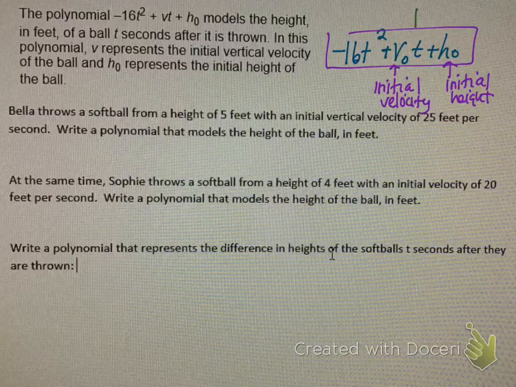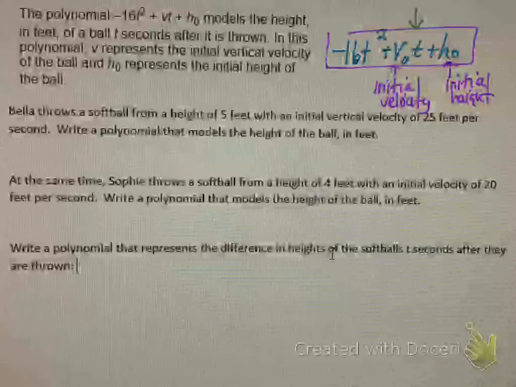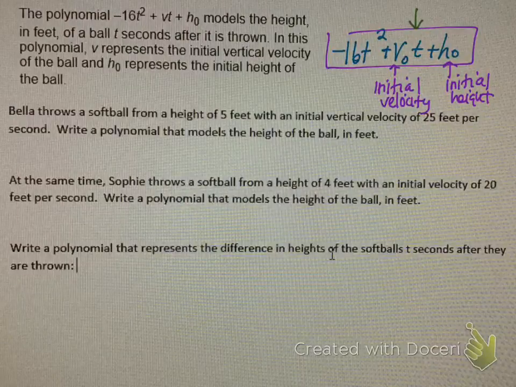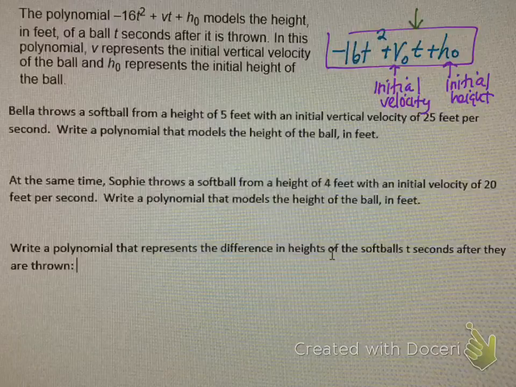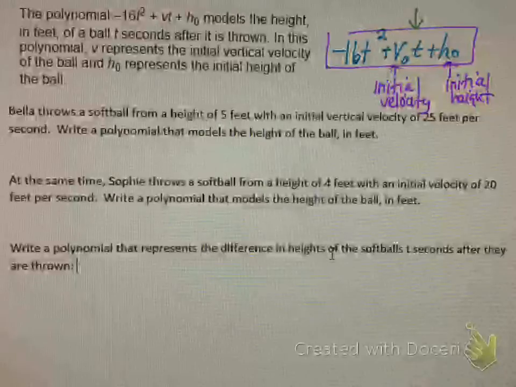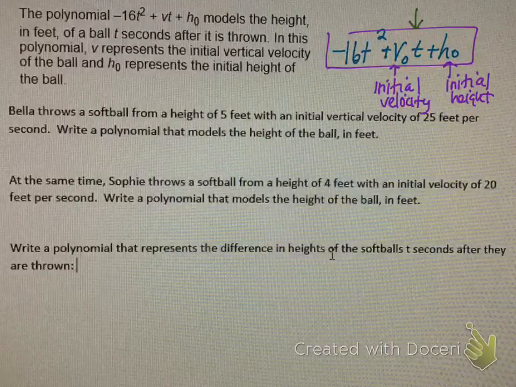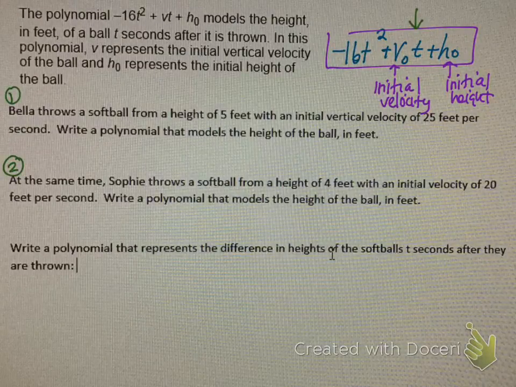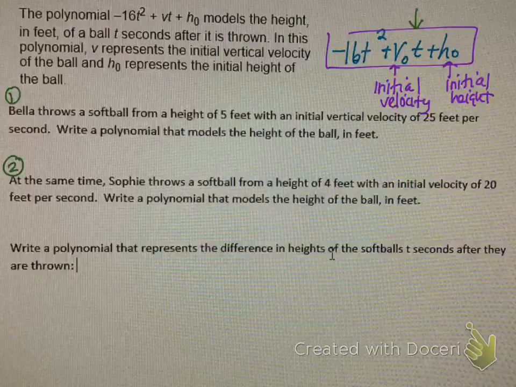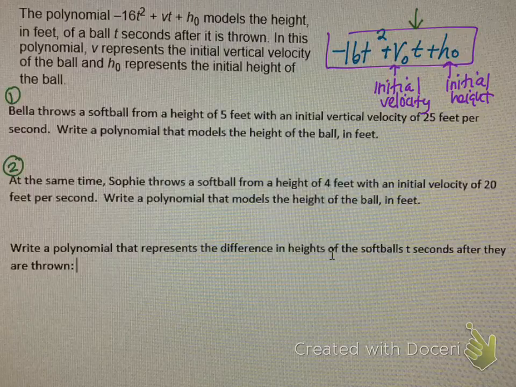So the polynomial here that I have boxed in purple models the height in feet of a ball t seconds after it's thrown. So v, or you could call it v sub 0, is your initial velocity, and h sub 0 is your initial height. So for these first two questions, they want us to write the equation with a number plugged in for v sub 0 and h sub 0.